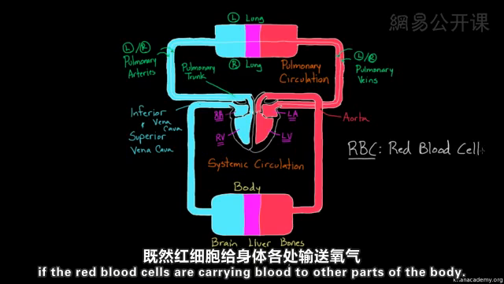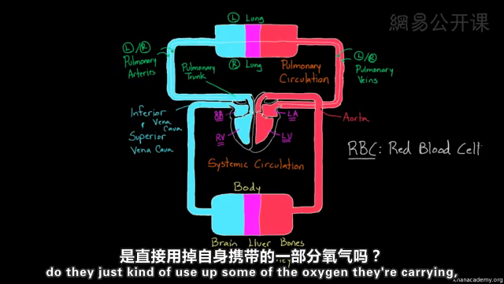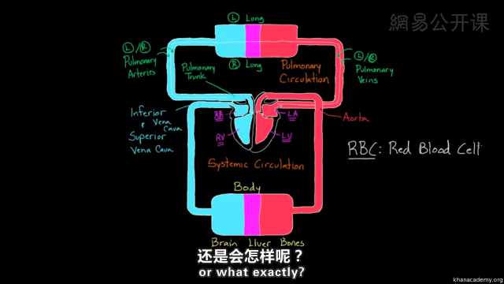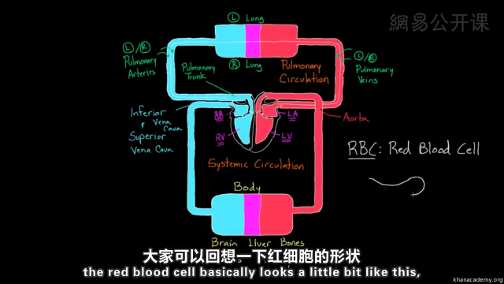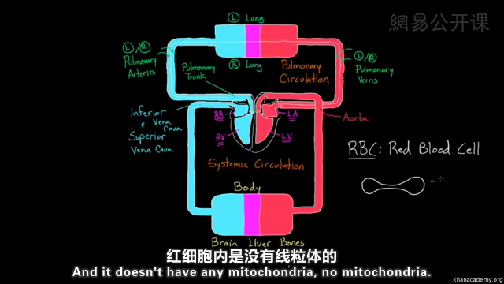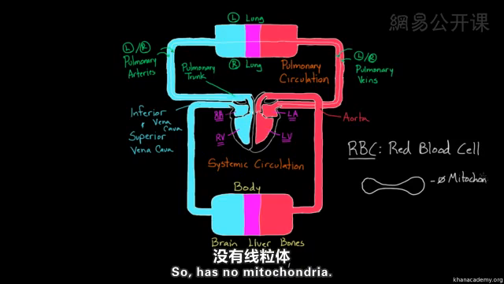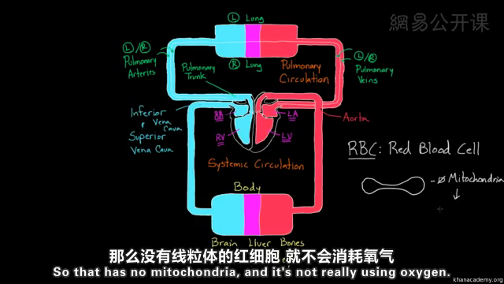People sometimes wonder, if the red blood cells are carrying oxygen to other parts of the body, then how do they themselves get oxygen? Do they just use up some of the oxygen that they're carrying, or what exactly? And to answer this question, I would have to remind you that a red blood cell basically looks a little bit like this, right, in cross section, and it doesn't have any mitochondria. So it has no mitochondria, and remember, mitochondria are these tiny little organelles inside of cells that are using oxygen. So if it has no mitochondria, then it is not really using oxygen.